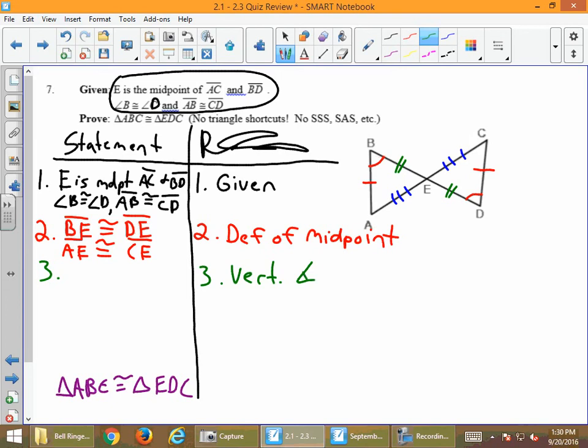Vertical angles are congruent. So I'm going to go ahead and mark that. Yep, that's congruent to that.